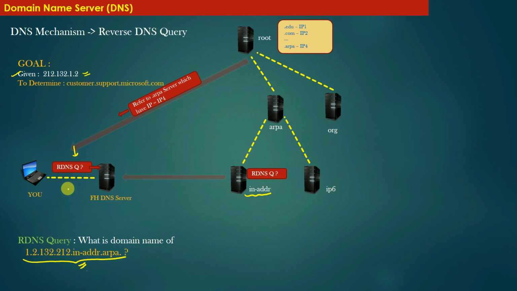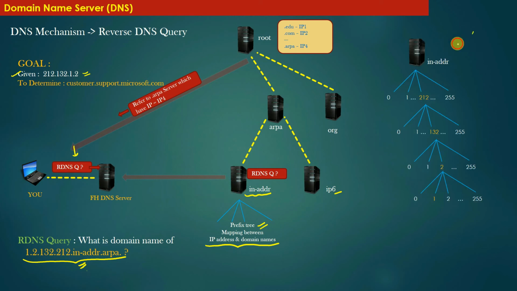from the client machine. Going forward from this point, the in-addr DNS server or the IP6 DNS server actually has a prefix tree. A prefix tree is actually a mapping between an IP address and domain names. I have shown an enlarged view of this prefix tree here. You can see that the in-addr DNS server maintains a complete prefix tree. In this prefix tree, any given IP address could be looked up.